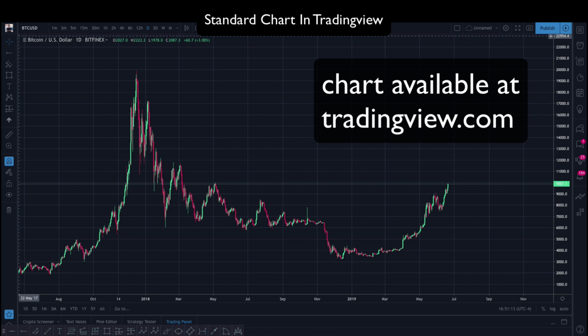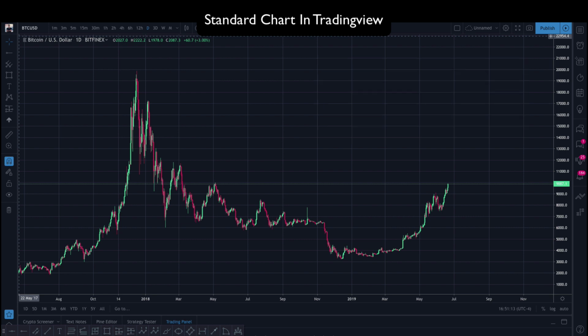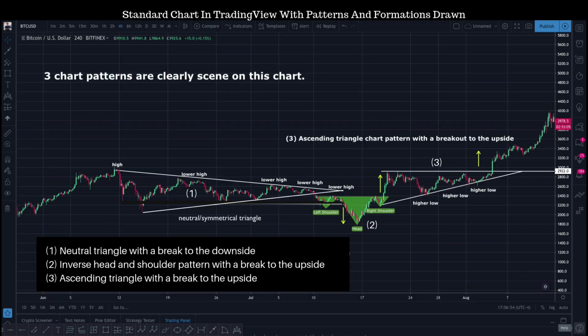So on the screen now is a chart on TradingView of Bitcoin. This is just a regular chart, nothing is on it. Now we're going to put on a chart with chart patterns drawn on it to show you how traders use them to determine where to buy and where to sell. On the left, you'll see a neutral triangle. On the right, you'll see an ascending triangle. In the middle, you'll see an inverse head and shoulders pattern.